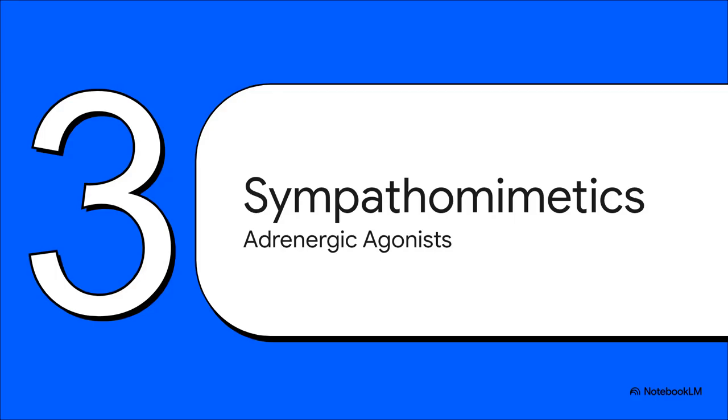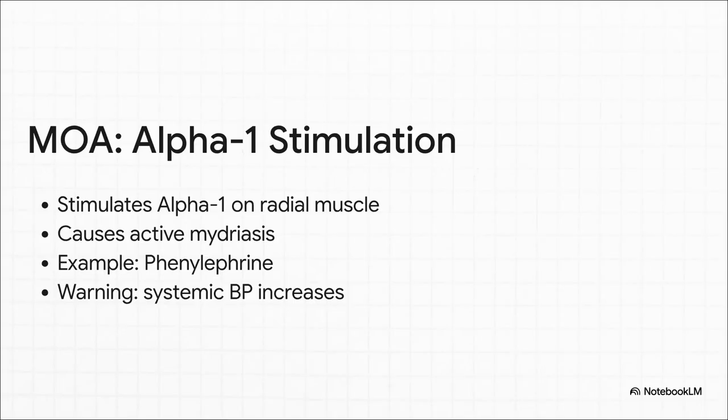All right, part 3, sympathomimetics, or adrenergic agonists. If the drugs we just talked about achieve dilation by being passive, by blocking constriction, these drugs take a much more direct approach. Their mechanism of action relies on actively hitting the gas pedal. They stimulate the alpha-1 receptors located on those radial iris muscles. When stimulated, those muscles contract and forcefully pull the pupil open. Phenylephrine is the classic example here.